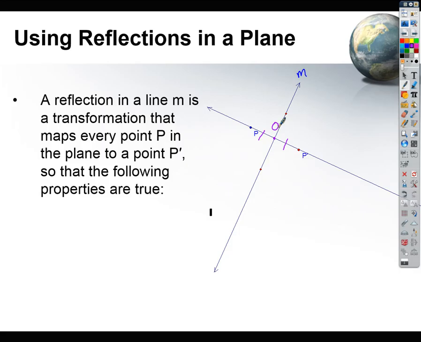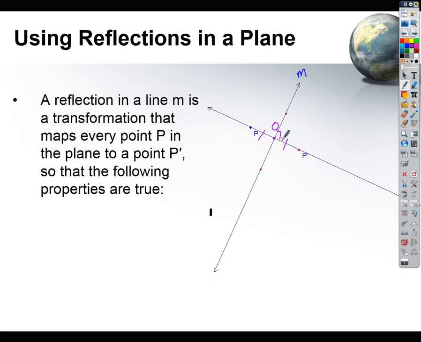Yes, ma'am? It's 180 degrees away from it, right? Okay, good. So then line M would have to be perpendicular to the line joining pre-image P and image P prime. Another thing that has to be true. Okay, what else?